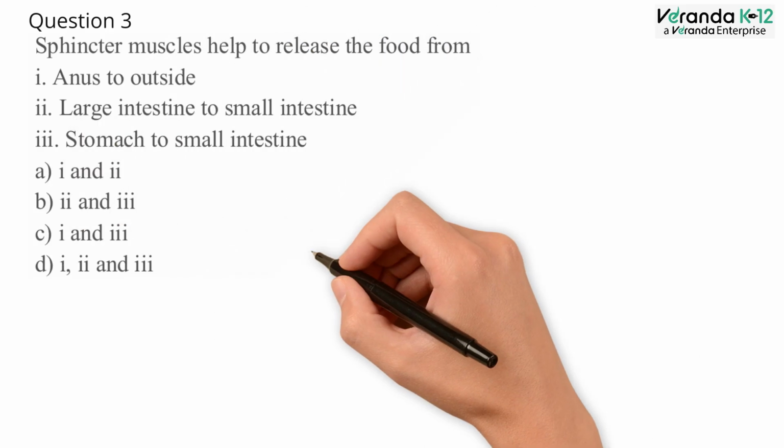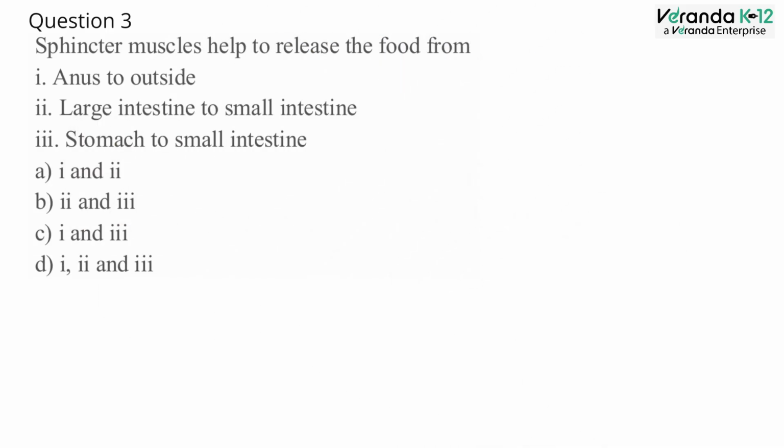Question number 3. Sphincter muscles help to release the food from: 1, anus to outside; 2, large intestine to small intestine; 3, stomach to small intestine. There are 4 options. Option A, 1 and 2; option B, 2 and 3; option C, 1 and 3; option D, 1, 2 and 3.